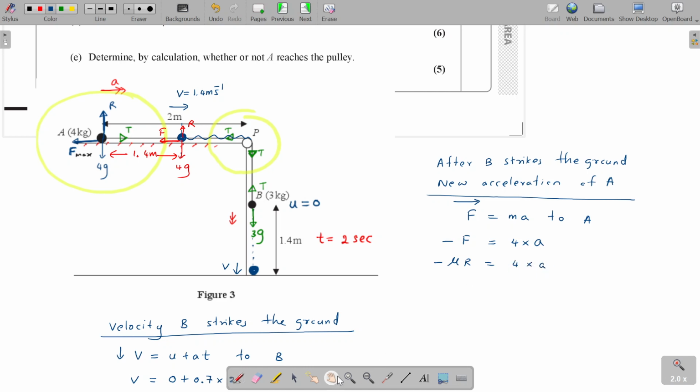Mu value we found, right? What was our mu value? 0.625. Normal reaction is 4g, right? 4 into A, so you get acceleration equals minus 0.625 into 4g divided by 4. Can I have the new acceleration here? Minus 6.125. Is this correct? Minus 6.125.